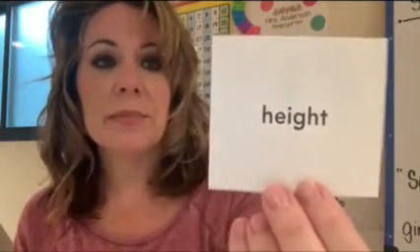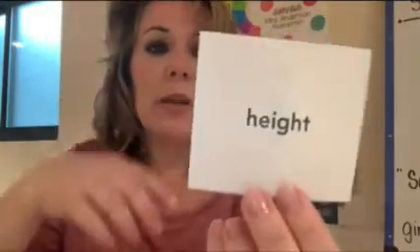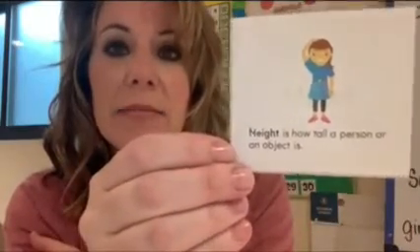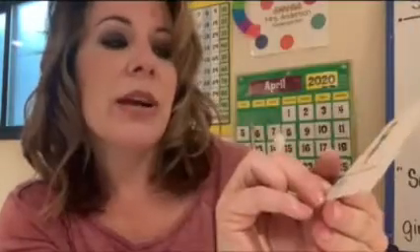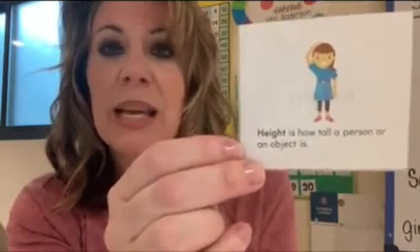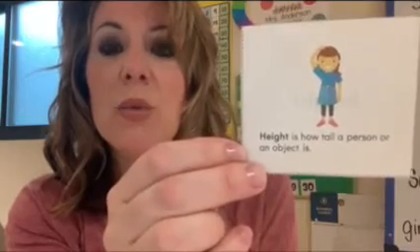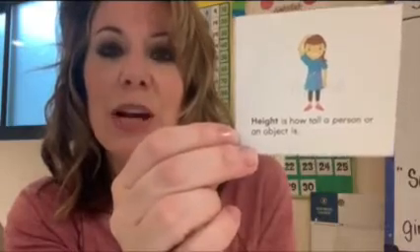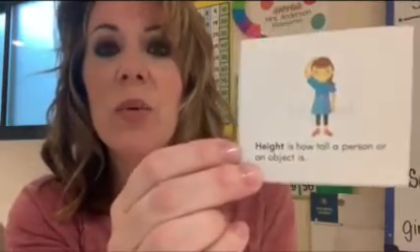Okay, and the last one on those pages that we just cut out is the word height. Height. Okay, and I bet we know what that means. Height is how tall a person or an object is. It's hard to read these backwards and upside down. Height is how tall a person or object is, right? So the very first day of school, we came in and we measured ourselves on the wall, and that was to see what our height was coming into kindergarten.